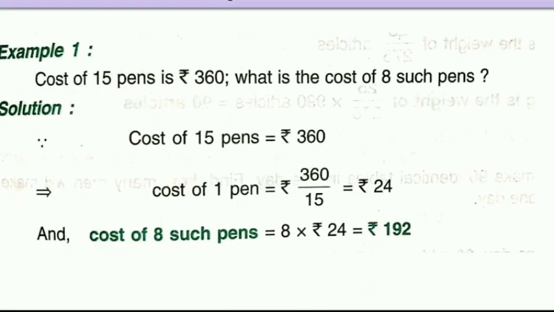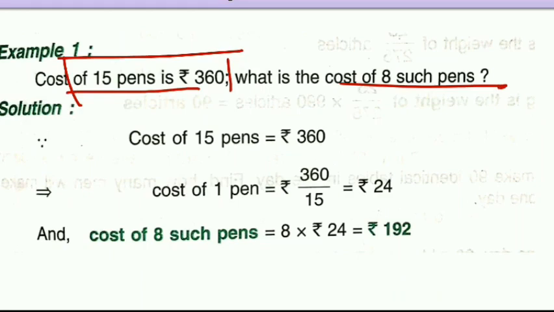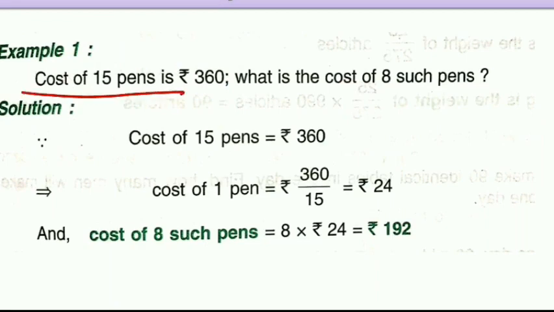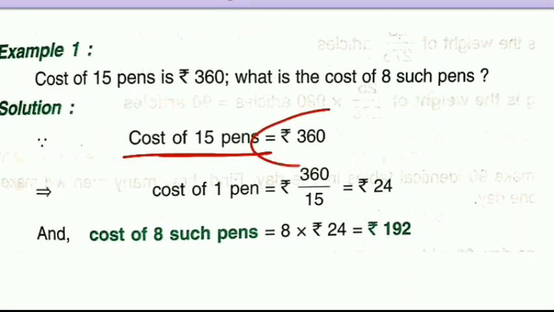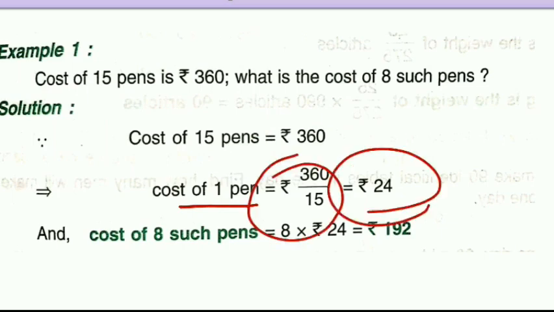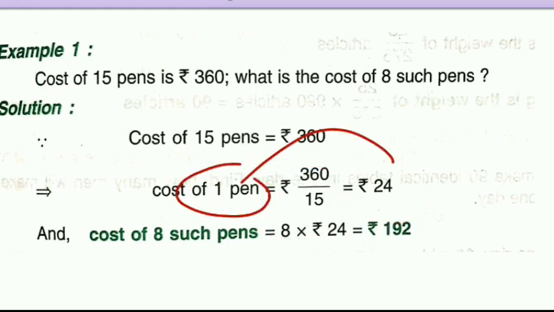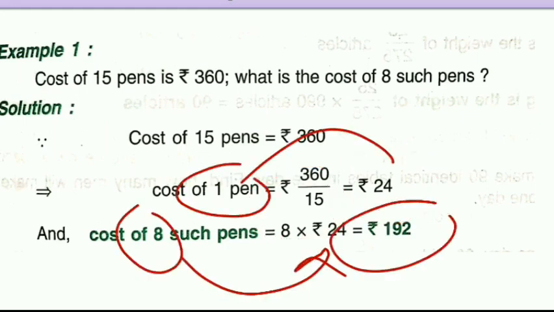Now another example. The cost of 15 pens is 360 rupees. Then what will be the cost of 8 pens? Simply here also we will use the unitary method. At first we'll find the value of 1 and then the value of the required number. The cost of 15 pens is 360, and to find the value of 1 we will divide. So we have got 24. Now the value of 1 is 24, so the value of 8 will be 8 into 24, it means 192.